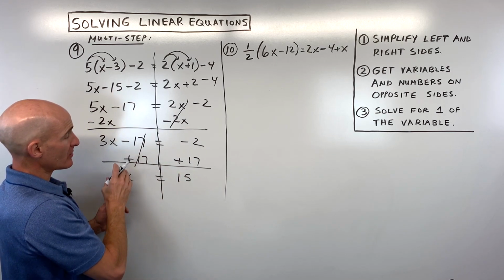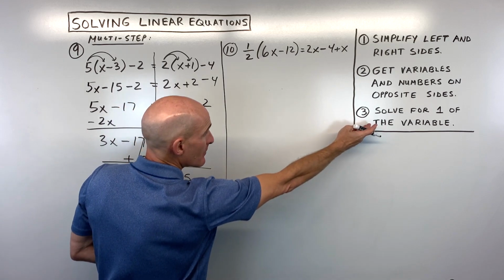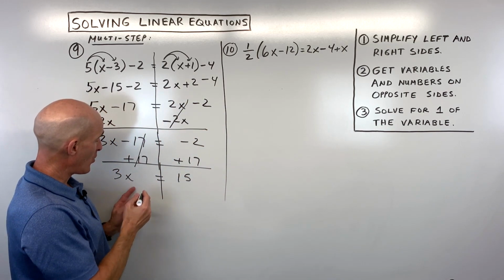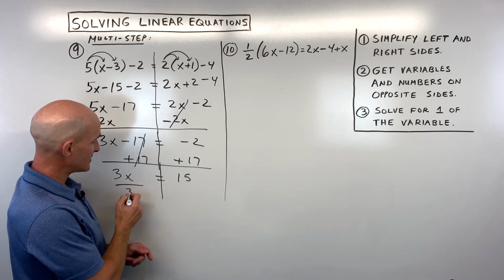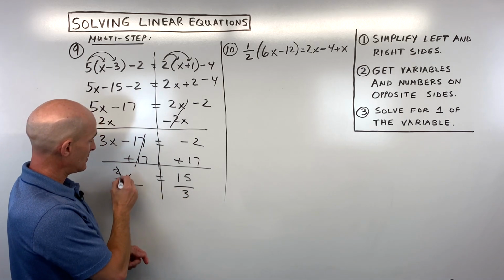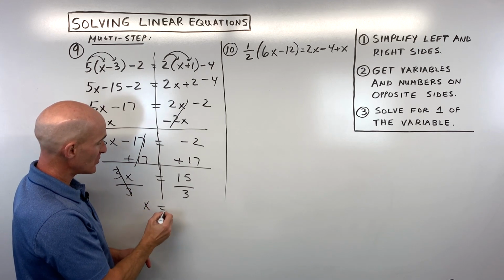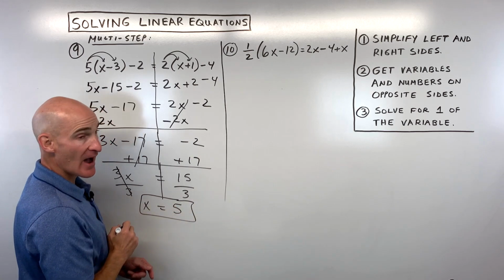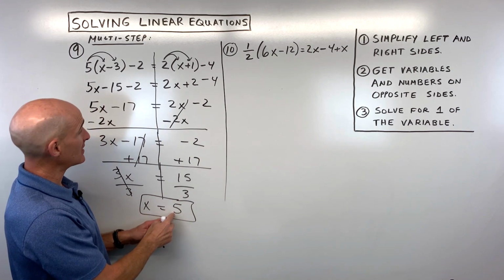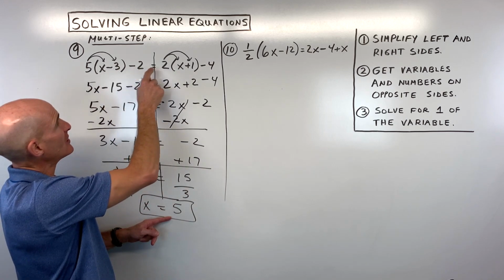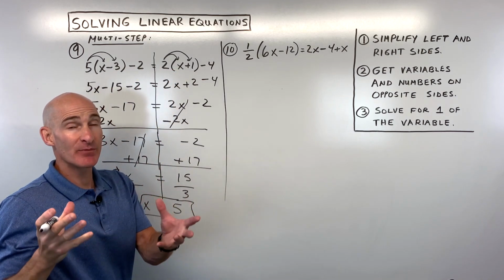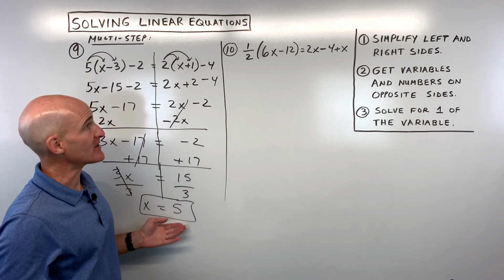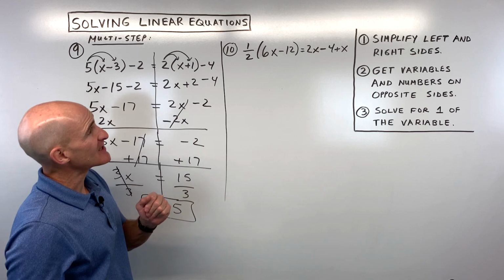Now we've completed getting the variables on the left, numbers on the right. We're on step 3, solving for just one of the variable. Here we have 3x. We just want 1x. Instead of multiplying by 3, let's divide both sides by 3. 3 divided by 3 is 1, and you can see we're getting x equals 15 divided by 3, which is 5. And you got it. Now again, if you want to take some time and go back and put 5 in here, wherever you see x, simplify both sides, make sure that the left side and the right side match, and verify you got the right answer.